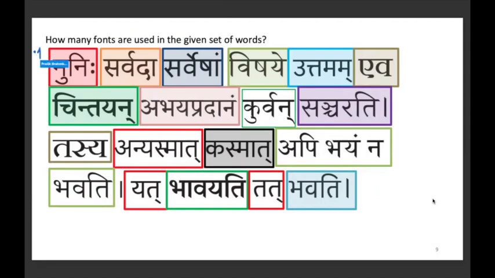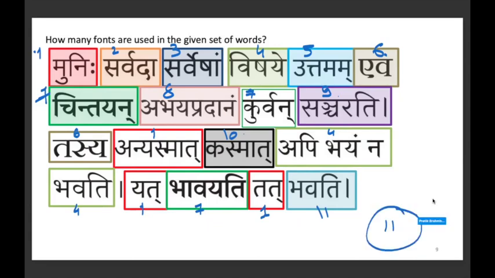So it is 1, 2, 3, 4, 5, 6, 7, 8. This figure is 7 again. This is 9. This one is 6th font. This one is 1st. This is 10th. This is a new font. This whole thing is font number 4. This is also font number 4. This is font number 1. This one is font number 7. This is font number 1. And this one is the 11th font. So the total number of fonts in the figure is 11. Okay, we'll move to the next one.